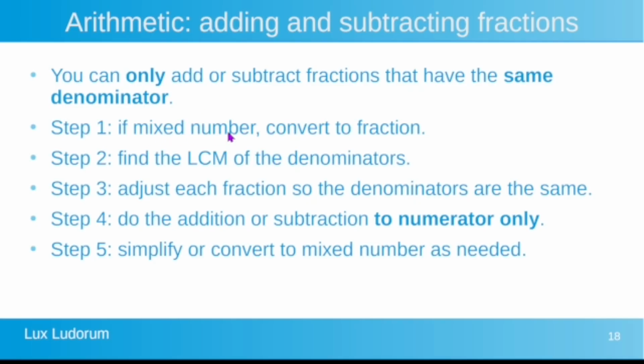If it's a mixed number, convert it to fractional form. Then find the lowest common multiple of the denominators. Use that to adjust each fraction so the denominators are the same. You then do the addition or subtraction to the numerator only, and simplify or convert to a mixed number as needed.